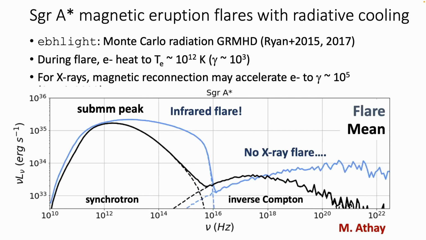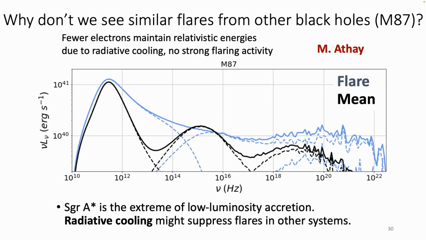Okay, and I just wanted to show there's one thing that has been of interest to many of us in the galactic center community, which is, why don't other black holes show these similar flares? Even M87 doesn't seem to show any similar behavior as Sgr. So why in the world would that be? And so at least Michelle's current answer to this would be, well, radiative cooling is much stronger as you go up in accretion rate, and it just suppresses this flaring behavior.